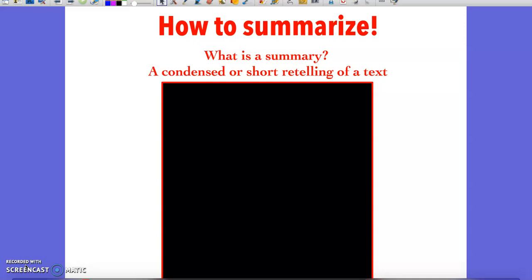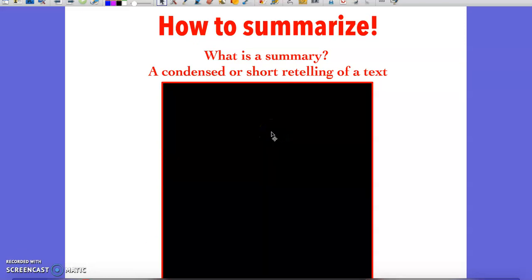What is a summary? It is a condensed or short retelling of a text. So it can be a story, it could be a picture book, it could be a chapter book, it could be from one chapter. You could even summarize a movie or a TV show. The summary is just going to tell you what all the important or key pieces are in that text or in that movie or in that show. You could even do a summary for a video game. So we are going to focus on how to summarize a text. So again, it's a condensed or short retelling of a text.